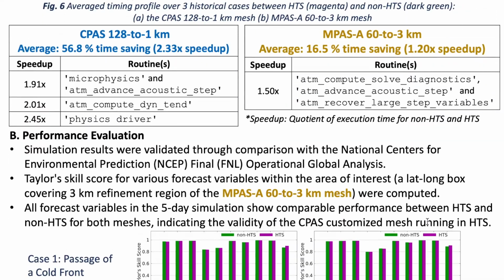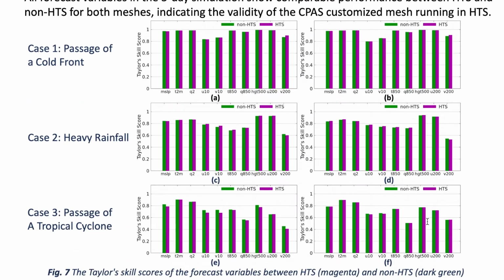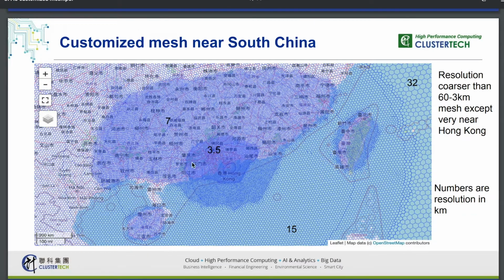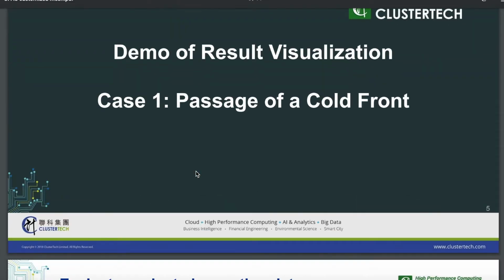And on forecast skill, we have run experiments for 3 cases, and the Taylor skill scores are shown in this chart. You can see that basically the 4 cases have very similar forecast skills. The differences are tiny. Some are positive and some are negative. Let me show you more details. Going back to the slides.